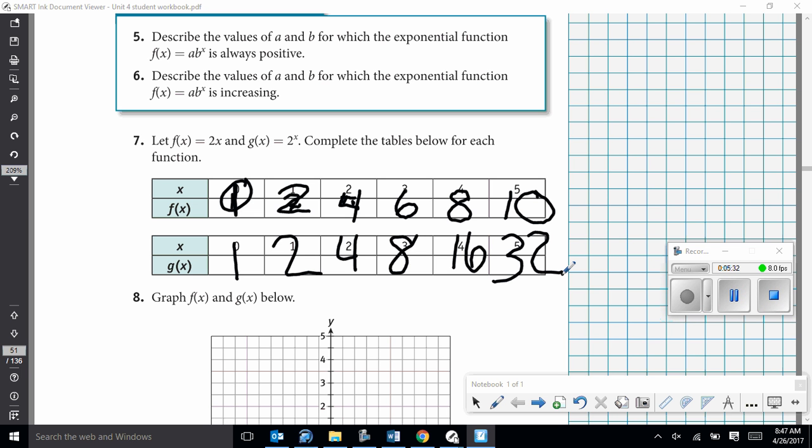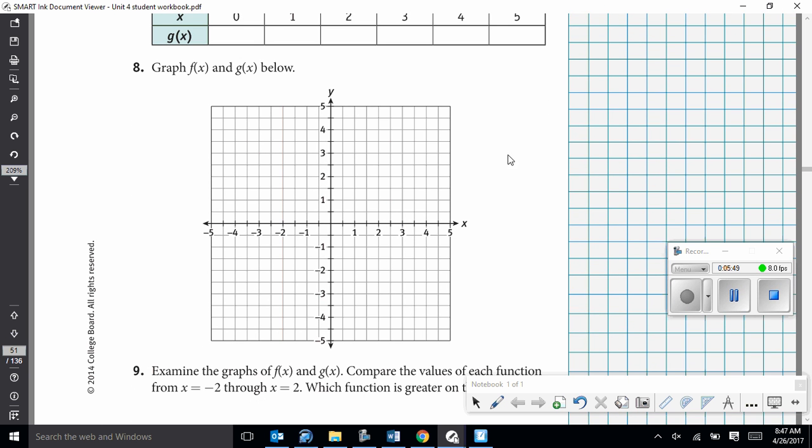Alright, so everyone's tables look like this. We're just substituting our x terms into the equation. So then we have our graph here. So Grace, you're going to graph both of those together. Is the number at the top X? Okay, like this.